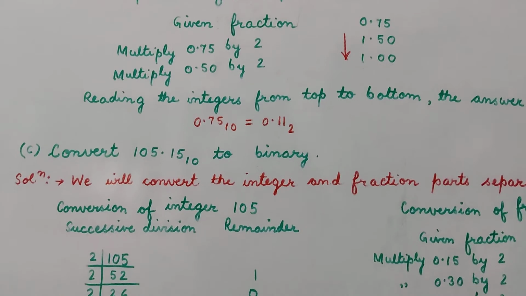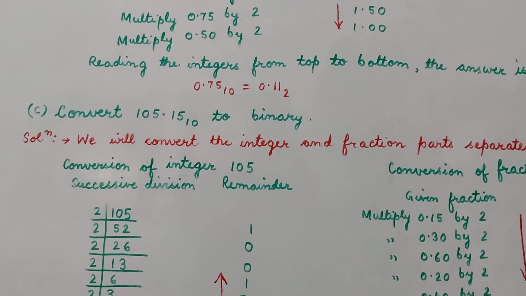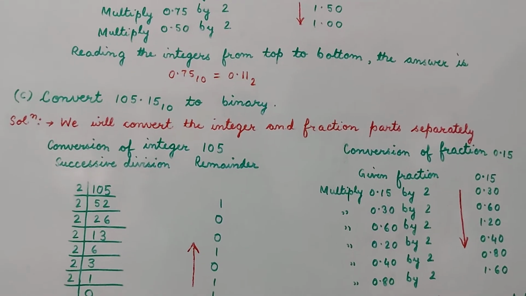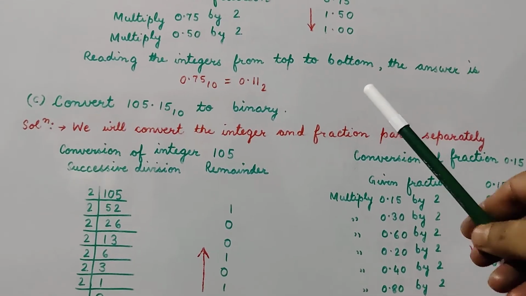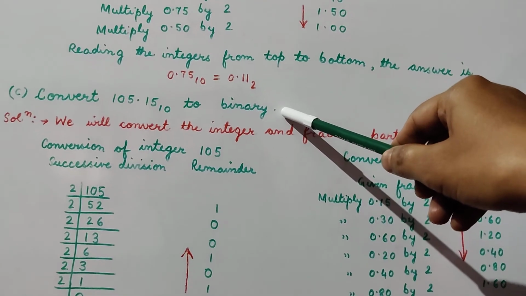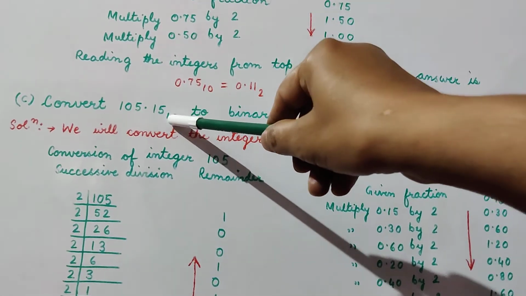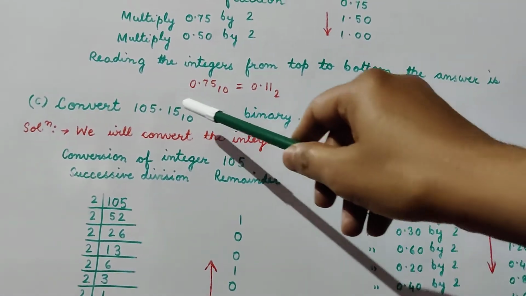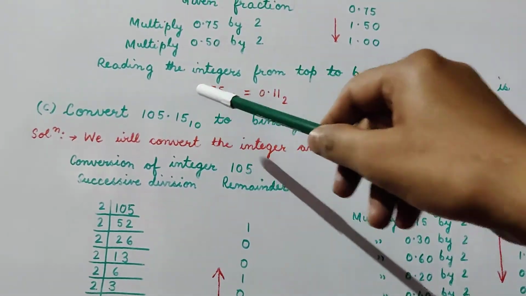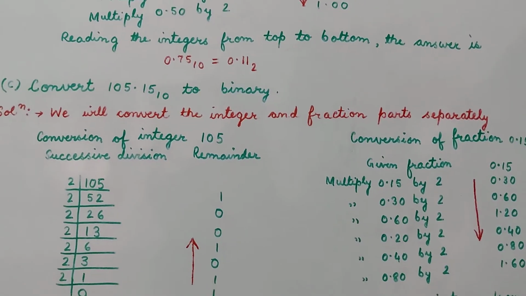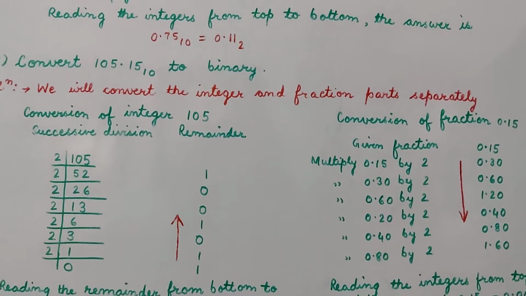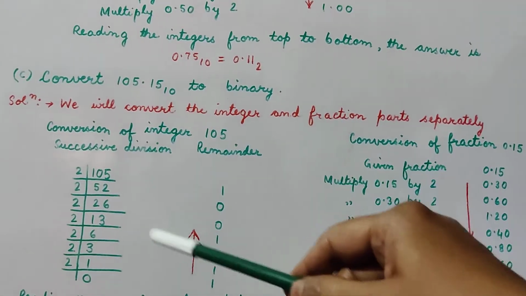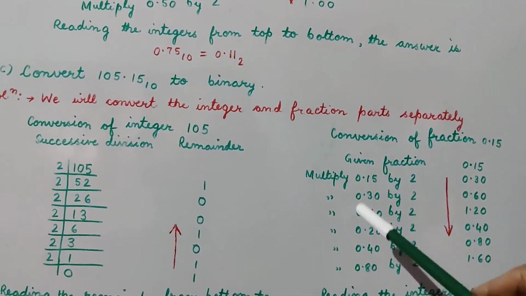Now suppose we have to convert 105.15, which is in decimal, to binary. Now we find that this decimal number has an integer part as well as a fraction part. So we will convert both the integer part and the fraction part separately, and then we will write the final answer. So as you can see here, we have converted the integer part here and we are converting the fraction part here.